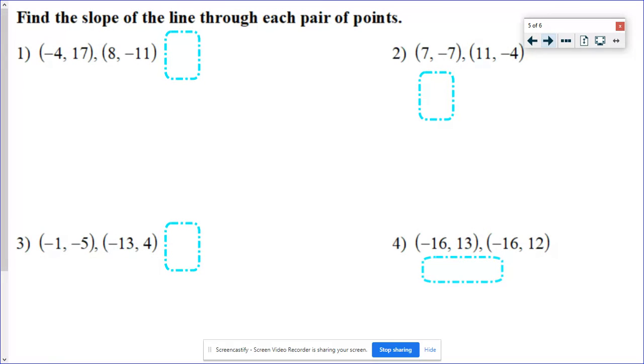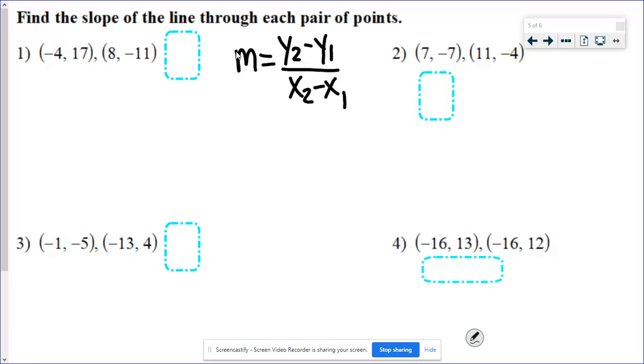For these 4 problems, now that I don't have a graph, again, I am not going to take the time to graph these. I am just going to use the slope formula. And the slope formula, remember, is y sub 2 minus y sub 1 over x sub 2 minus x sub 1. So I'm going to be subtracting the y's on the top, subtracting the x's on the bottom.